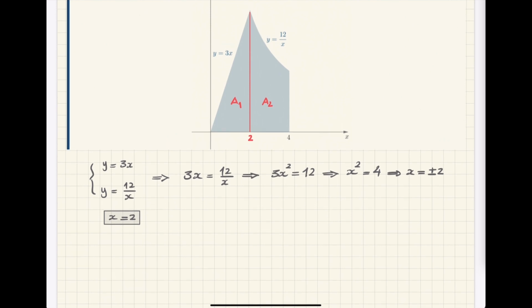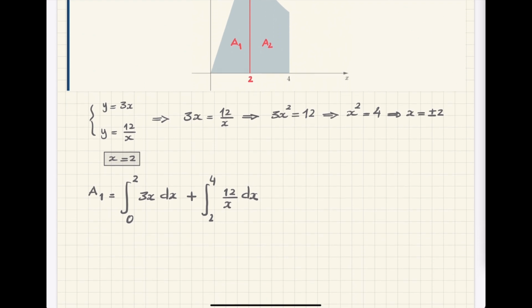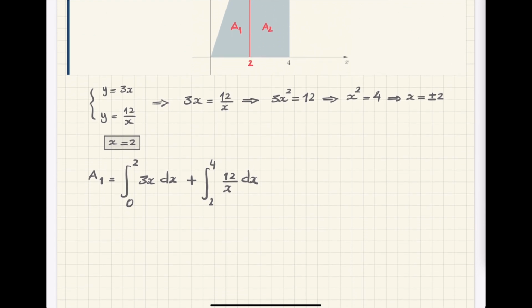So if I want to calculate area number 1, this becomes the integral from 0 to 2 of my function 3x dx, and then plus the integral from 2 to 4, the function is 12 over x dx. Yes? Okay, now this is a simple exercise. So if I want to calculate these integrals, I need to find primitive functions. The primitive function for 3x is very simple, you know that. So it is 3 over 2 x squared, and it goes from 0 to 2.